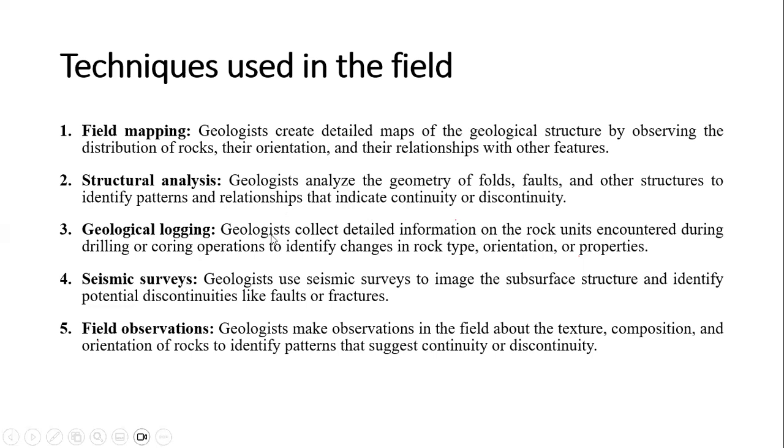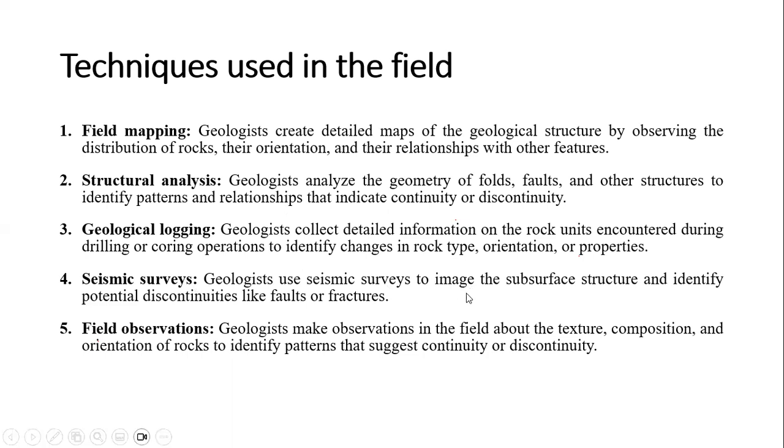Right, now the geological logging, geologists can collect detailed information on the rock units encountered during drilling or coring operations to identify changes in the rock type, orientation, or properties. I mean, if we're looking at the core, we can log it and understand the homogeneity. If from, let's say, 0 to 10 meters, we've got the same chemical composition, same structures, and many other things, then we know that the core for that particular depth was homogeneous. But from 10 meters to about 25 meters, maybe we start to see different chemical compositions, textures, and many other things. Then it becomes heterogeneous.